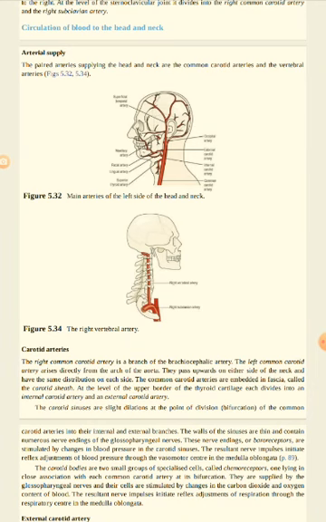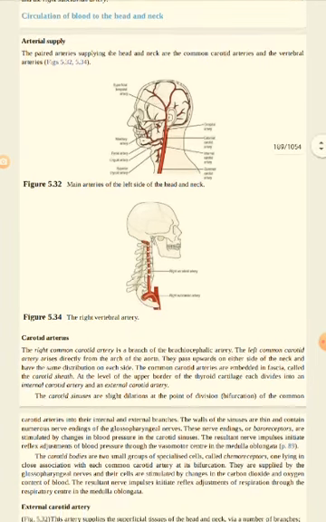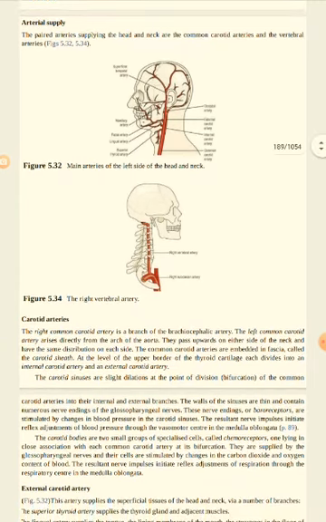Head and neck is one of the most important regions of the body, and the basic arterial supply of this region will be discussed today. The two most common arteries which supply this region are the common carotid arteries and the vertebral arteries. Both common carotid arteries and vertebral arteries are paired arteries. So there is one on each side.